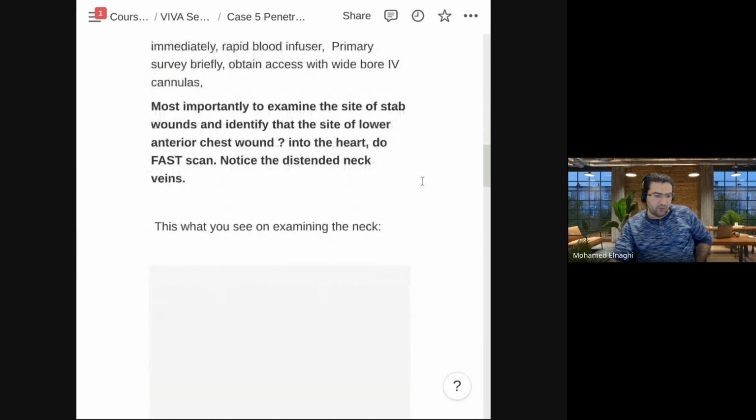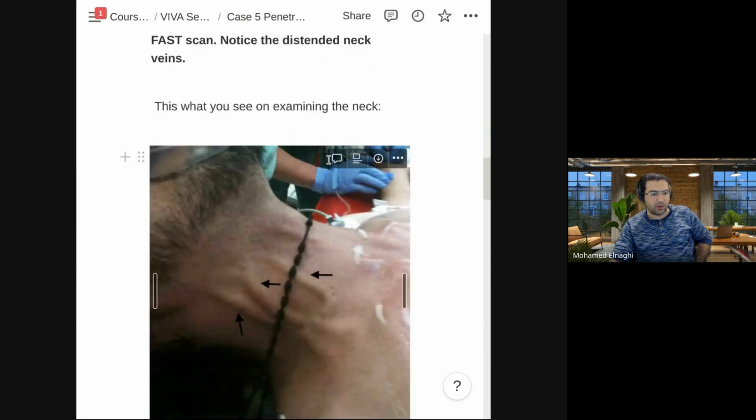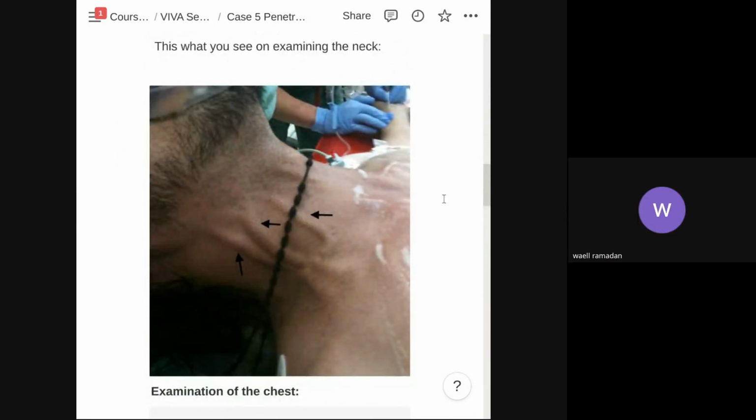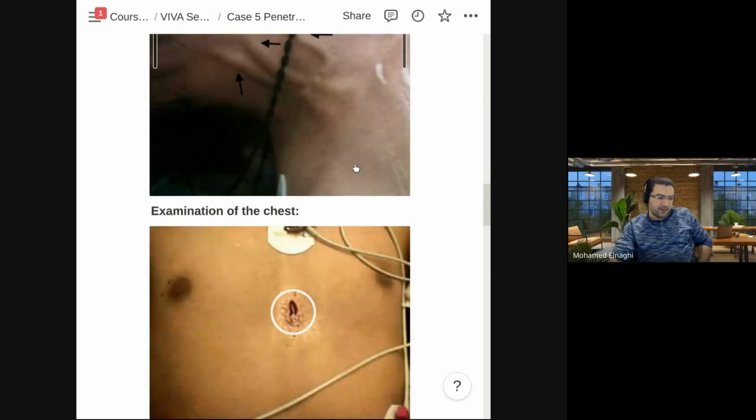Sorry, it's not showing up. Okay, this is what you see on examining the patient's neck. It looks like engorged neck veins. That means that most probably there is a cardiac tamponade, which may show Beck's triad: engorged neck veins, muffled heart sounds, and low blood pressure. So mostly this patient has cardiac tamponade. Fine. And this is the next image, when you look at the stab wound in the middle of the chest.